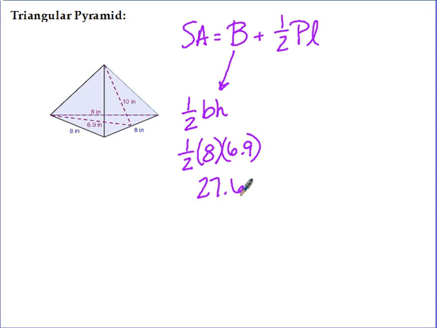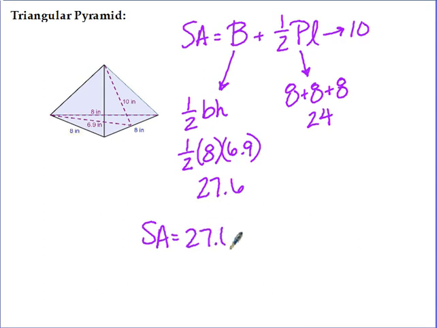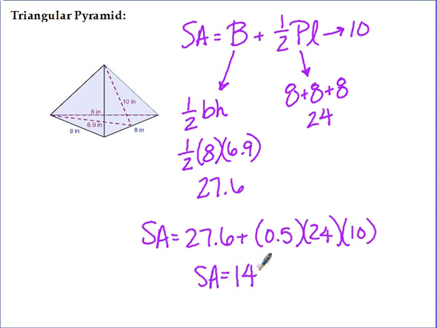My perimeter of the base, I'm just going to add up all 3 sides. 8 plus 8 plus 8 gives me 24. And then my slant height is 10. They don't even give us the height here. They don't even have the height drawn in there to the middle of the base because you don't need it. So I just need the slant height there. So surface area will be 27.6 plus 0.5 times 24 times 10. And you can use 0.5 or you can use 1 divided by 2. It doesn't matter. So the surface area is 147.6 square inches.